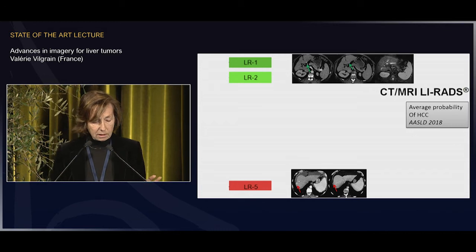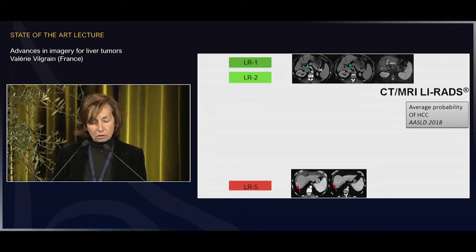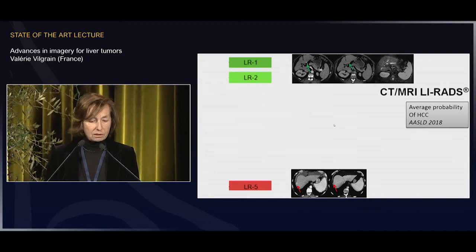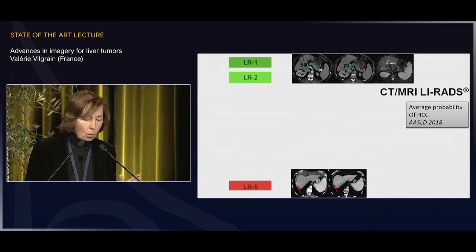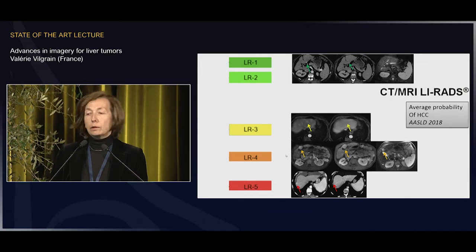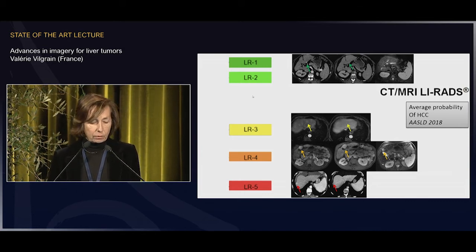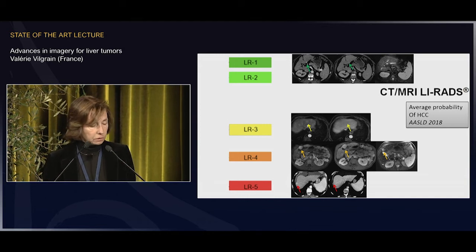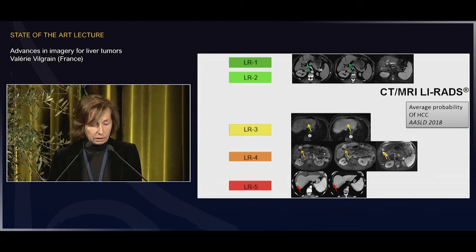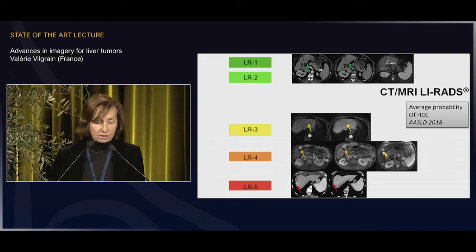And here you can recognize the typical features of HCC: hyperenhancement on arterial phase and washout. Actually, we don't need LI-RADS to differentiate very benign from malignant. Why is LI-RADS interesting? Because it introduces LI-RADS 3 and LI-RADS 4, which are lesions that do not meet imaging criteria for HCC. For instance, LI-RADS 3 here: hyperenhancement, but no washout. Here, hyperenhancement and ancillary findings, hyperintensity on diffusion.